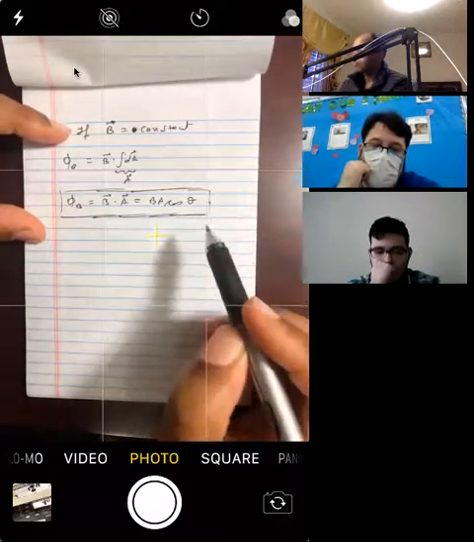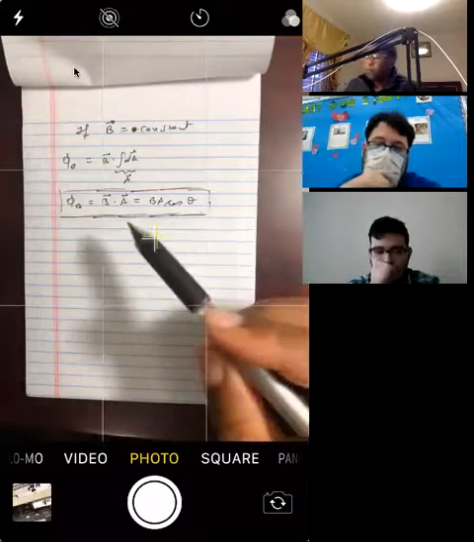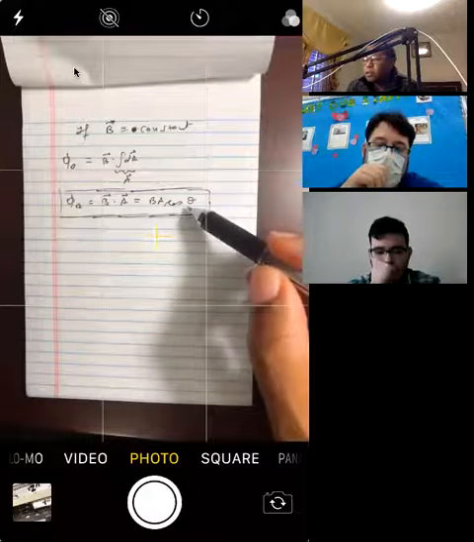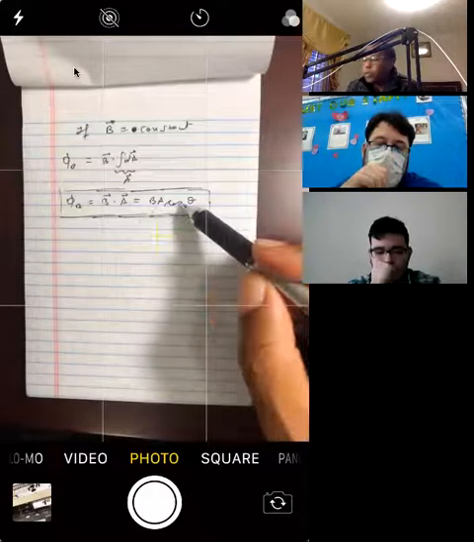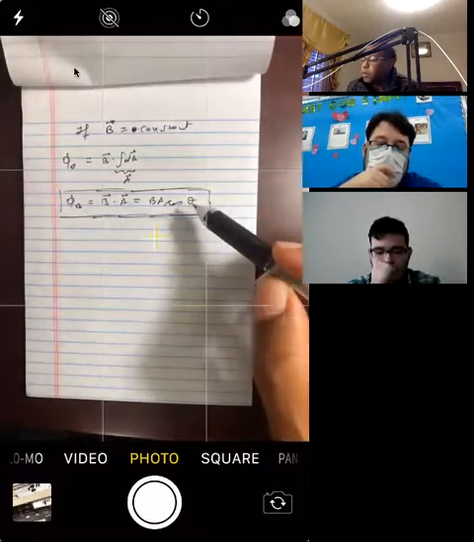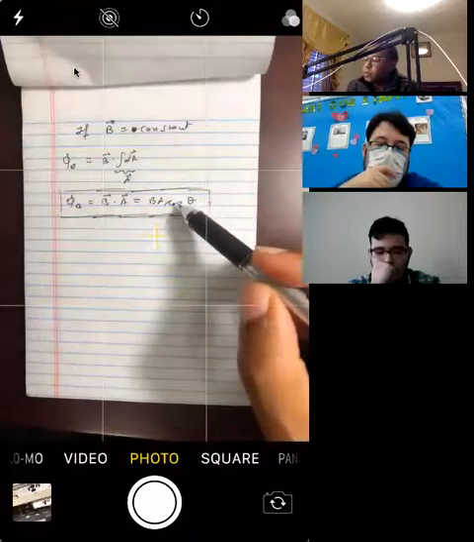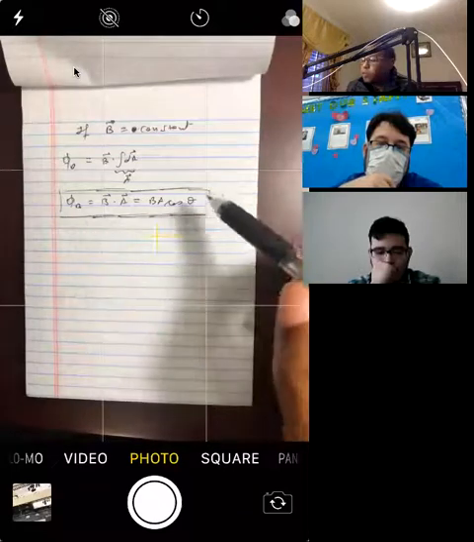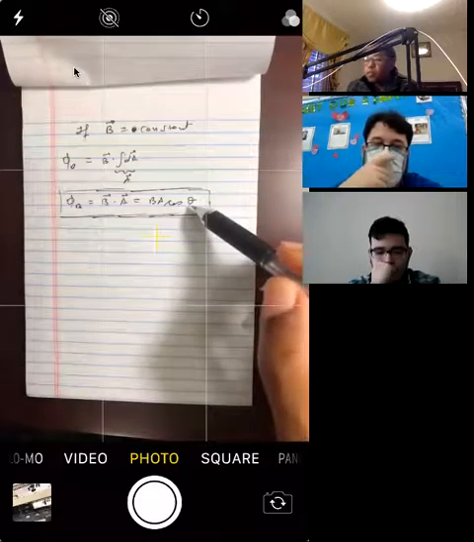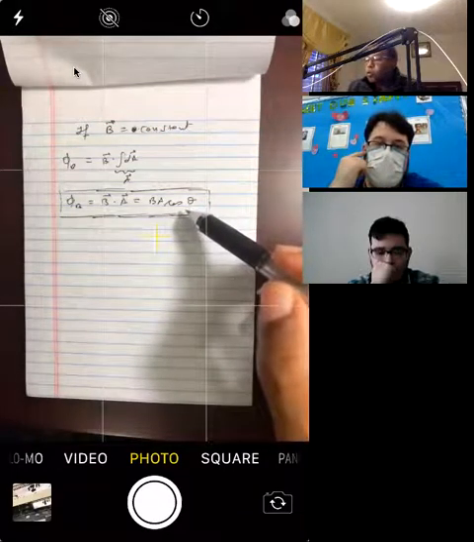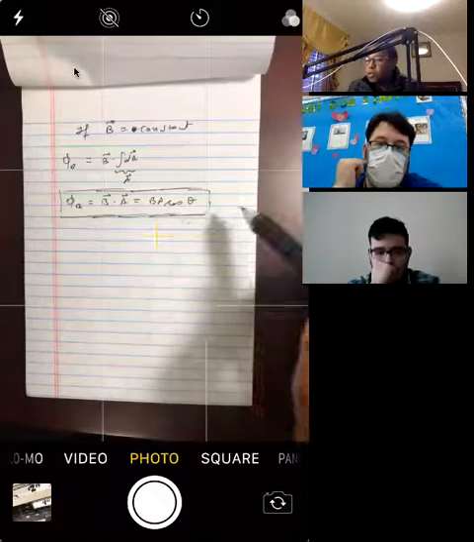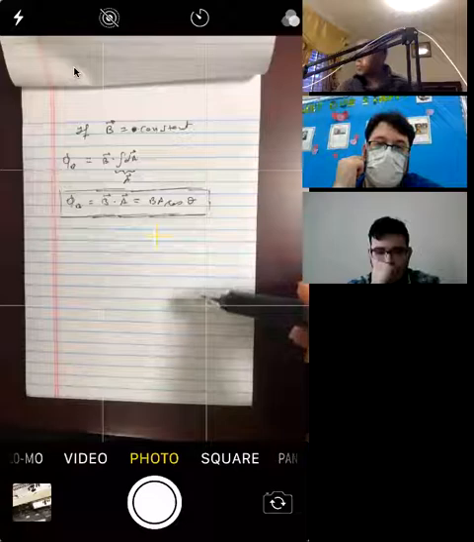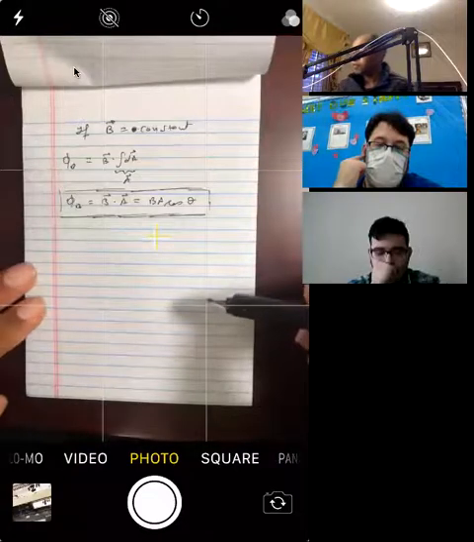Now, look, the flux could be positive or negative. If the angle is acute, cosine is positive, so the flux is going to be positive. But if the angle is obtuse, this would be negative, so the flux would be negative. Actually, if the angle is 90 degrees, the flux would be 0, which means there is no component of the magnetic field that crosses the loop perpendicularly. Okay, so this is the general formula of flux.